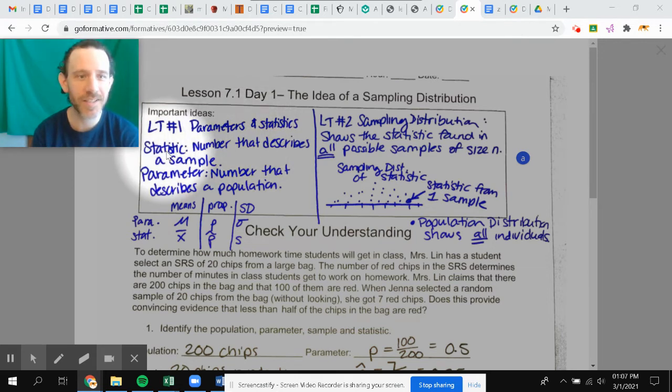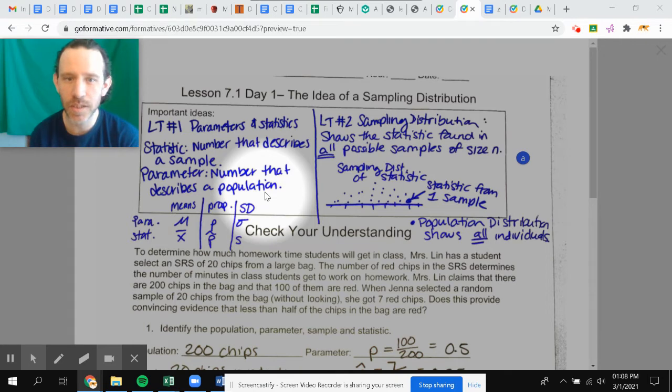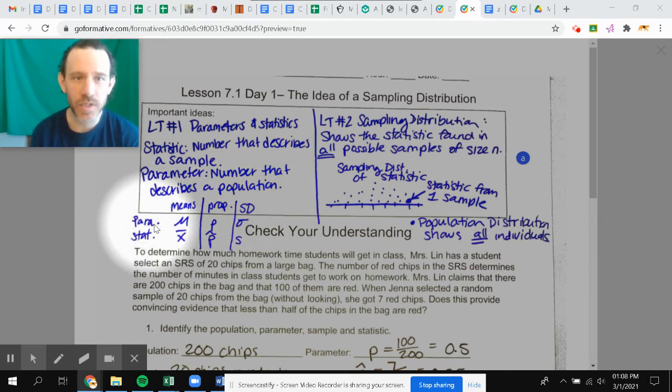So think about a statistic as the number that describes a sample: statistic, sample. And a parameter as the number that describes a population: parameter, population, right? So S for sample, statistic; P for parameter, population. And there are symbols that go with it.